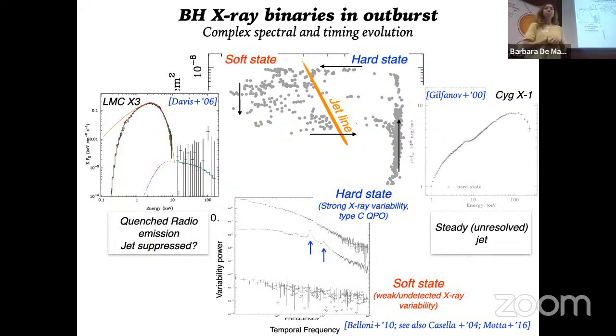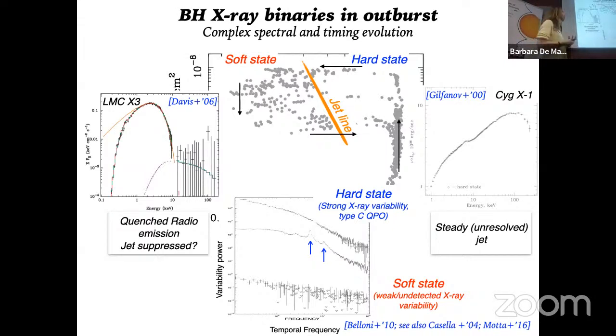There are also many interesting timing properties, so variability properties of these sources. During an outburst, these properties change dramatically. And this plot here summarizes these changes. It's a power spectrum, basically. So it's how the variability power is distributed over temporal frequencies of variability, for different accretion states.